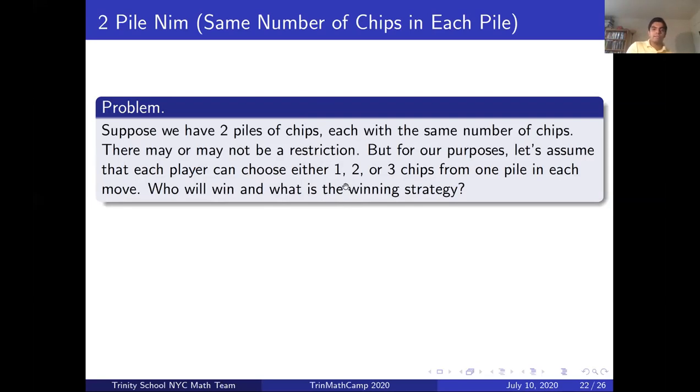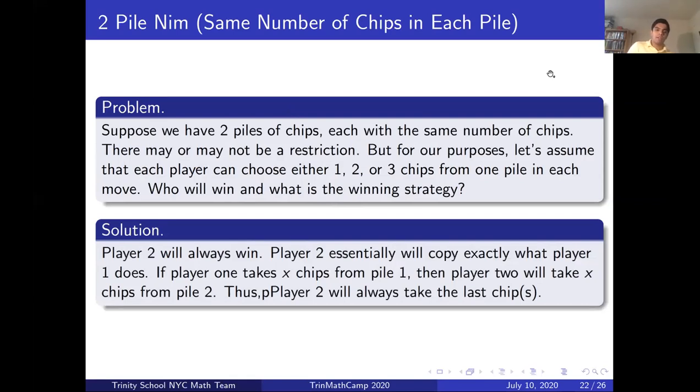Looks like a lot of you are getting it. Okay, great. Let's go over it. So the solution, as many of you noted, is that player 2 always wins because in this case, we have the same number of chips in each pile. Like I said, we're using a symmetry strategy, and many of you have mentioned this as well. Player 2 will essentially copy exactly what player 1 does. So if player 1 takes X chips from pile 1, then player 2 will take X chips from pile 2. Sorry, there's a little bit of a typo there. Player 2 will always be able to take the last chip because if player 1 can take some chips from a pile, there will always be chips left in the other pile.